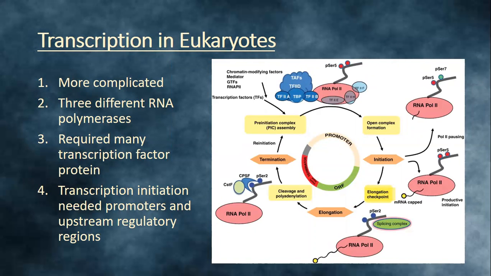Transcription in eukaryotes is similar to prokaryotes, but it is more complicated because RNA polymerase has three main different types in eukaryotes: RNA polymerase 1, RNA polymerase 2, and RNA polymerase 3. It also requires many transcription factor proteins, but in prokaryotes only one sigma factor is required. In eukaryotic transcription, we need an upstream regulatory region along with promoters.